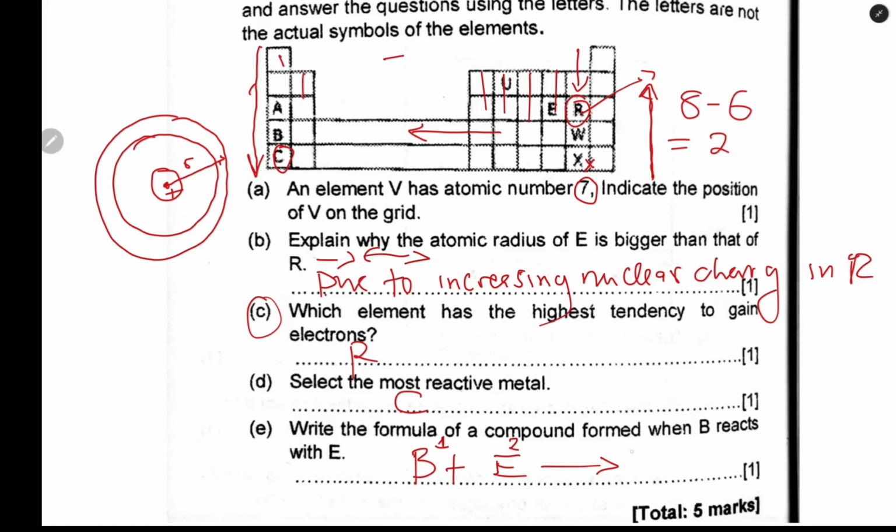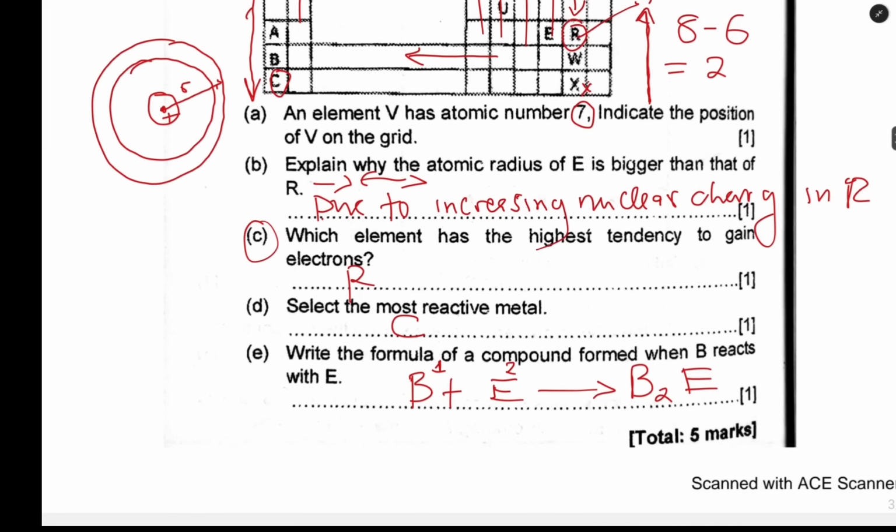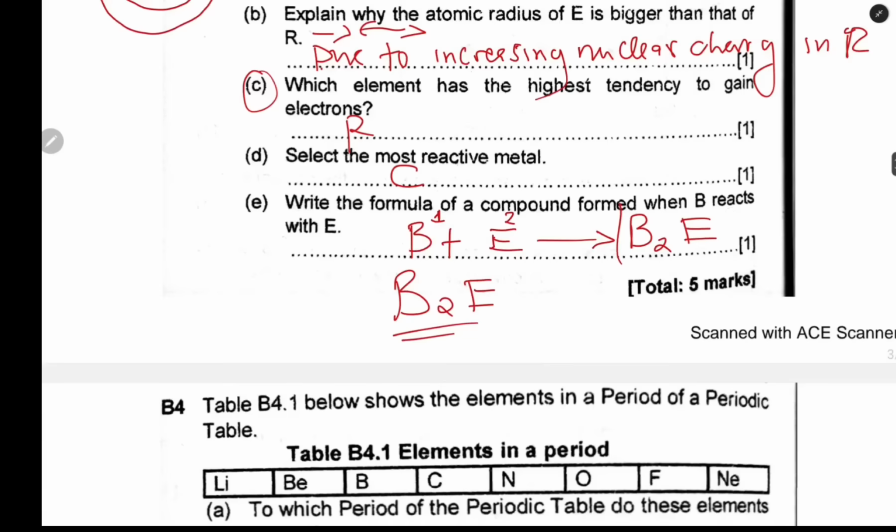Then we swap these. We are going to have B2E. So that is the formula of the compound formed. I'm sure we are just interested in this part. Okay, so the formula for the compound formed is B2E. I guess you've gotten that.